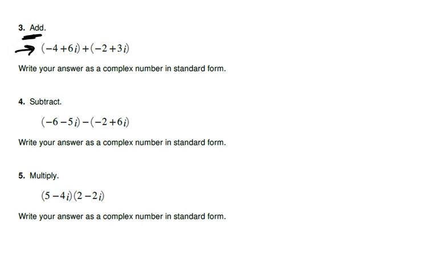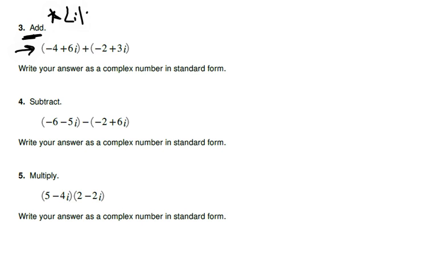So looking up at an addition here, you can see we have two complex numbers, negative 4 plus 6i and negative 2 plus 3i. And we are adding these two complex numbers. The instructions say write your answer as a complex number in standard form, which means you have the real part listed first and then the plus or minus the imaginary part.